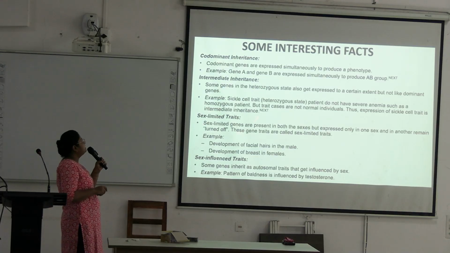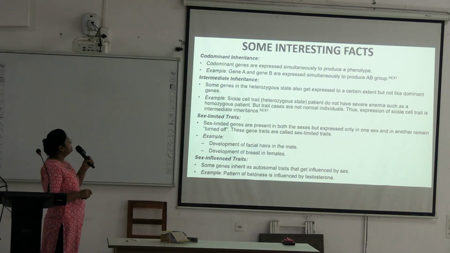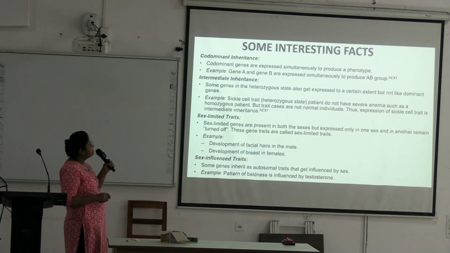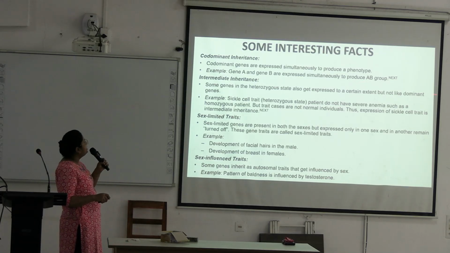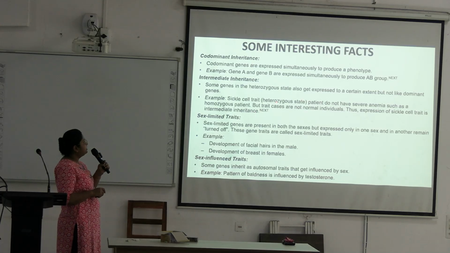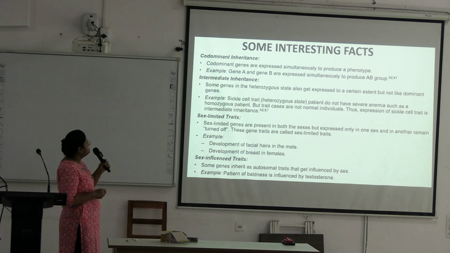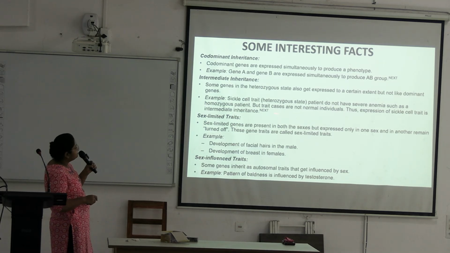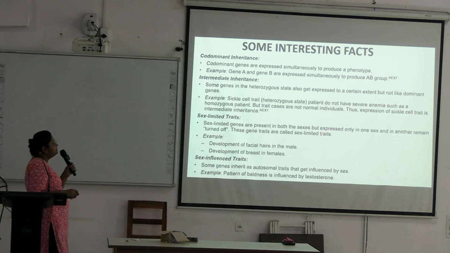Next is intermediate inheritance. Some genes in the heterozygous state also get expressed to a certain extent but not like dominant genes. Example is sickle cell trait. In the heterozygous state, patients do not have severe anemia, such as a homozygous patient, but trait cases are not normal individuals. Thus, expression of sickle cell trait is intermediate inheritance.